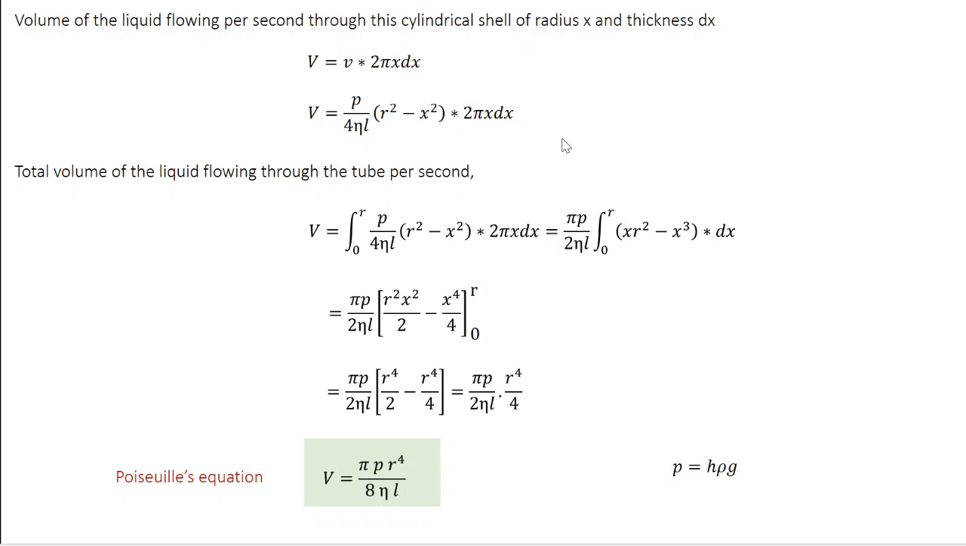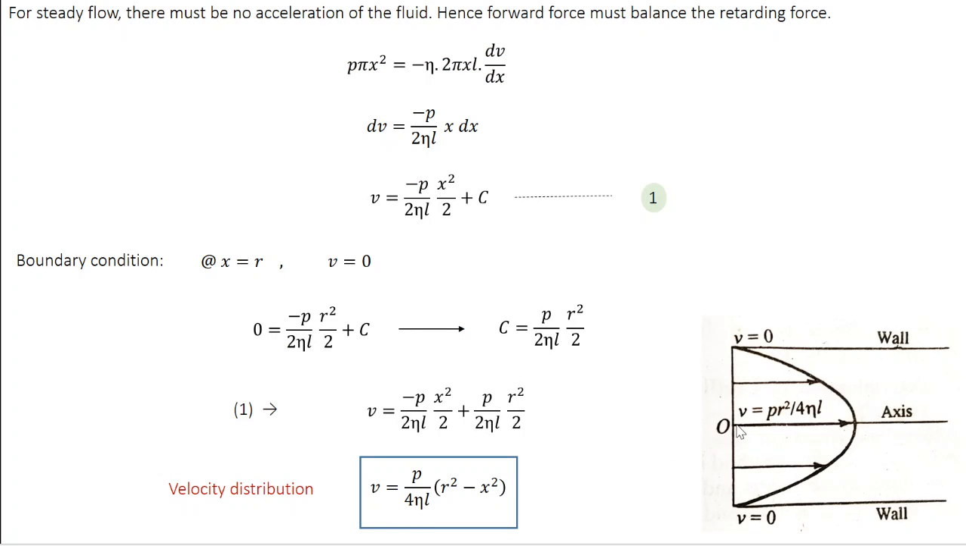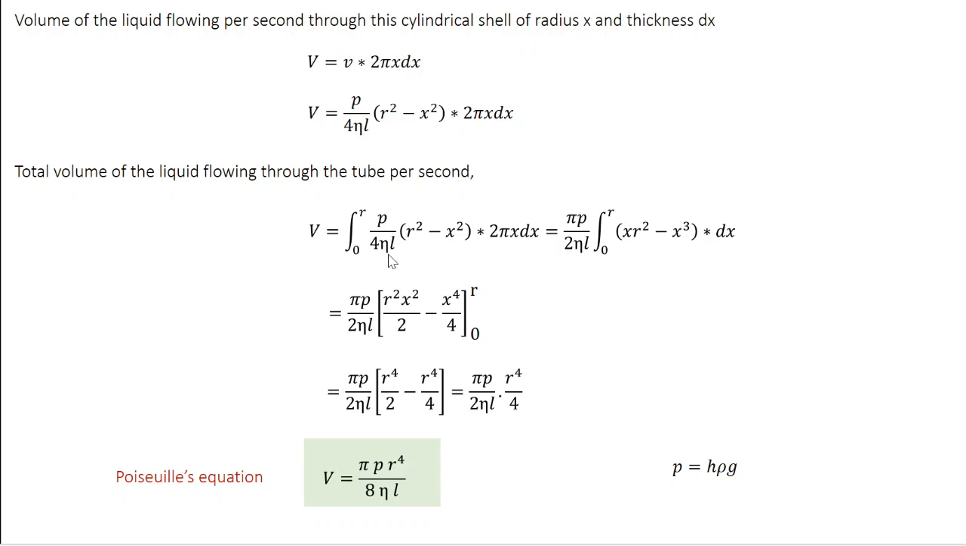If you want to calculate the total volume of the liquid flowing through the tube per second, you need to integrate it. The limits of the integral are from the axis 0 to the wall, which is at a distance r. So this is going to be the integral from 0 to r of P by 4 eta L, into r square minus x square, into 2 pi x dx. Take all the constants outside: pi P by 2 eta L, integral 0 to r of x r square minus x cube. The integral of x is x square by 2. The integral of x cube is x to the power 4 divided by 4. Apply the limits, and you get pi P by 2 eta L, into r to the power 4 by 2 minus r to the power 4 by 4. Simplify this, and you get the volume of the liquid per second flowing through the tube, capital V equal to pi P r to the power 4 divided by 8 eta L.